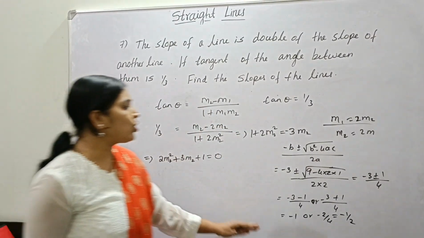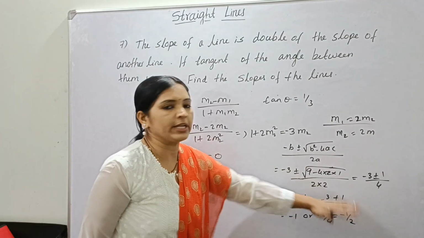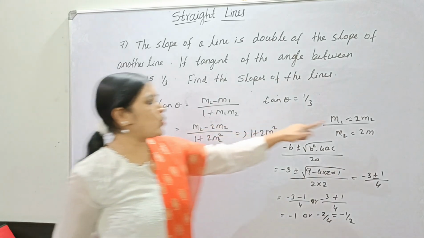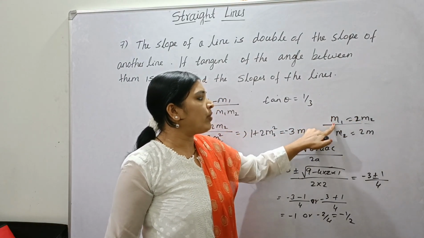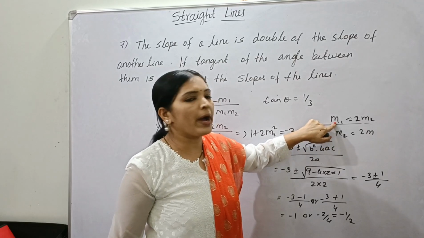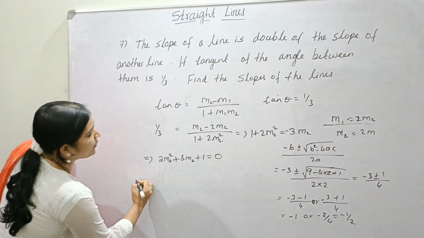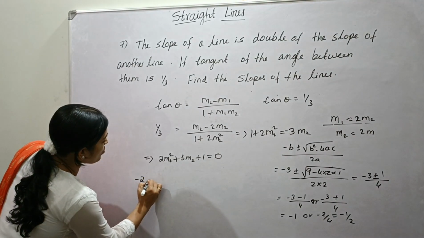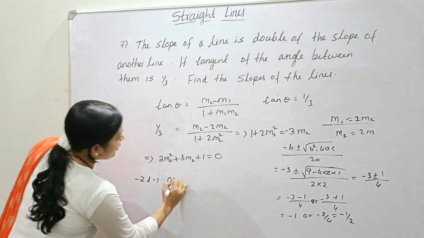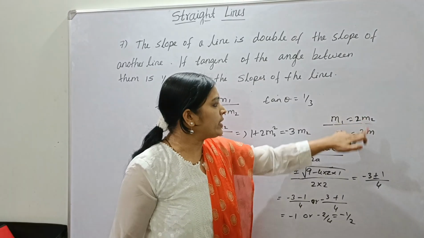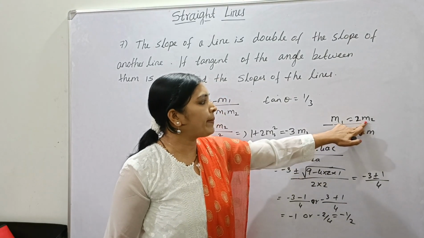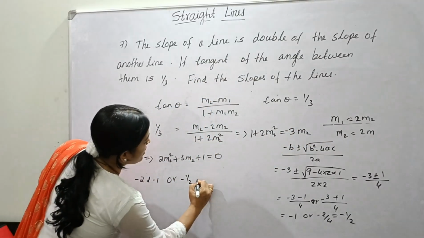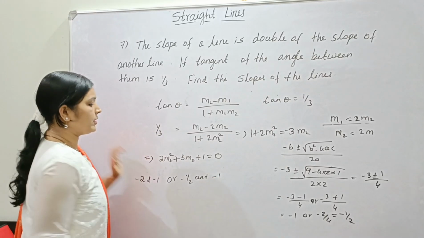So here we have got the m2 values minus 1 or minus 1 by 2. If m2 is minus 1, then what is m1? m1 is nothing but minus 2, right? That is, if m2 is minus 1, so m1 is equal to minus 2. So minus 2 and minus 1, or if m2 is equal to minus 1 by 2, then m1 is minus 1. Minus 1 by 2 and minus 1 are the slopes.